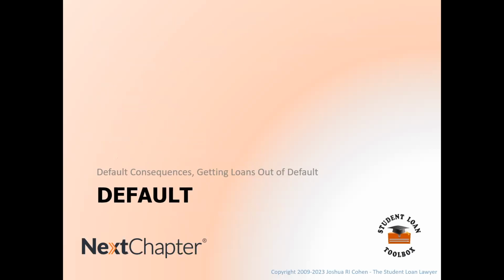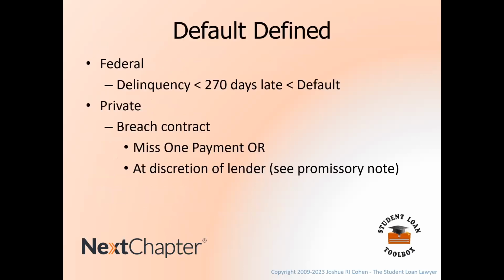All right, let's run through default real quick. Federal loans default after missing 9 months of payment, 270 days. Before that, you're merely delinquent. Compare this to a private loan. You breach the contract after you miss 1 payment, or some promissory notes make a description.